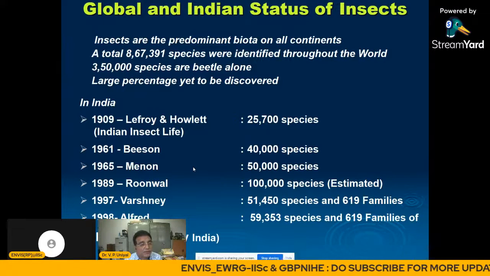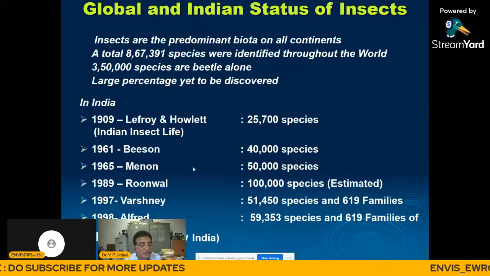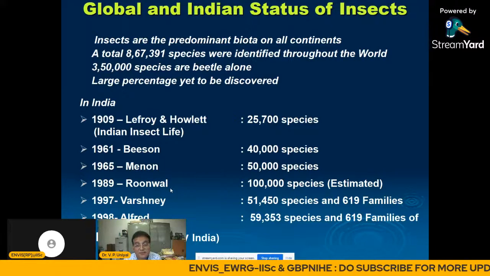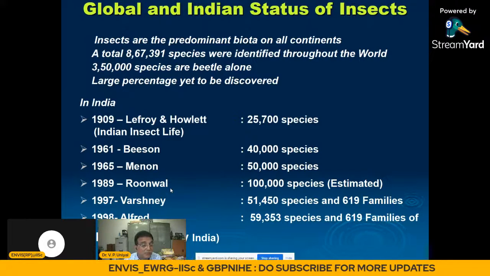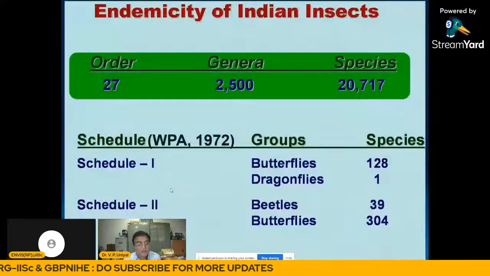He wrote a very classical book, Indian Insect Life, documenting 25,000 species. Subsequently, a large number of scientists studied and documented insects. Within insects, one of the important groups is termites, and Professor Roonwal started working on termites. He is the father of Indian termites.